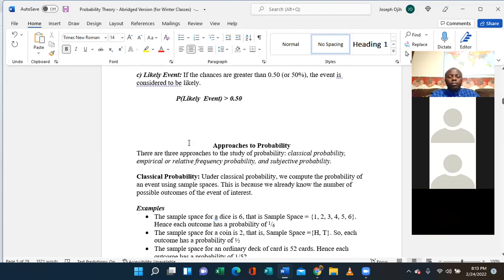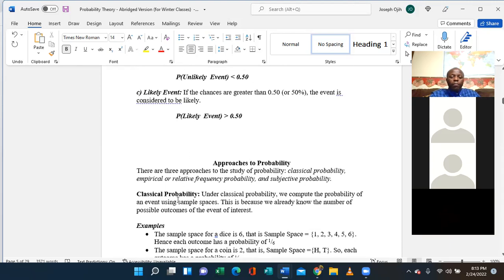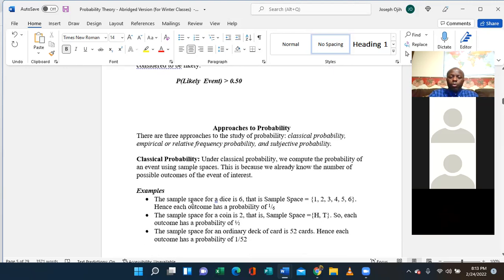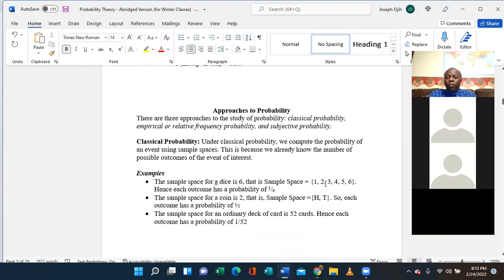Okay, good. So for classical probability, we use this known sample space to estimate the probability of the event happening. For example, we already know that a dice has 6 sides. So we use it to estimate probability. For example, the probability of a 3 showing up is 1 out of 6 chances. The probability of 1 showing up if you toss a die is 1 out of 6. Each of the numbers showing up is 1 out of 6, because we already know that a dice has 6 sides.